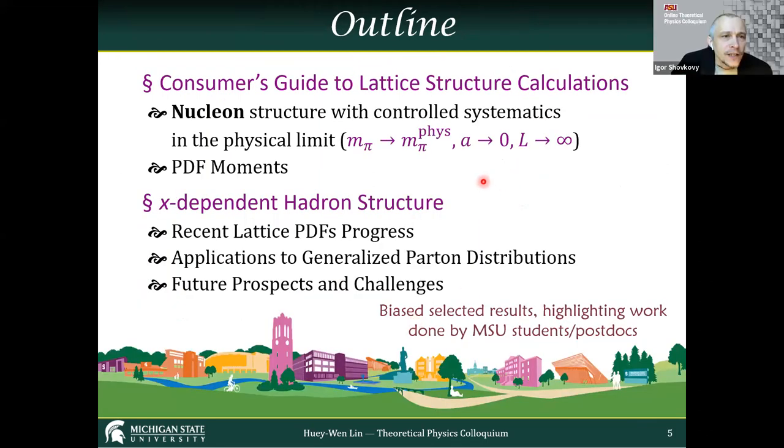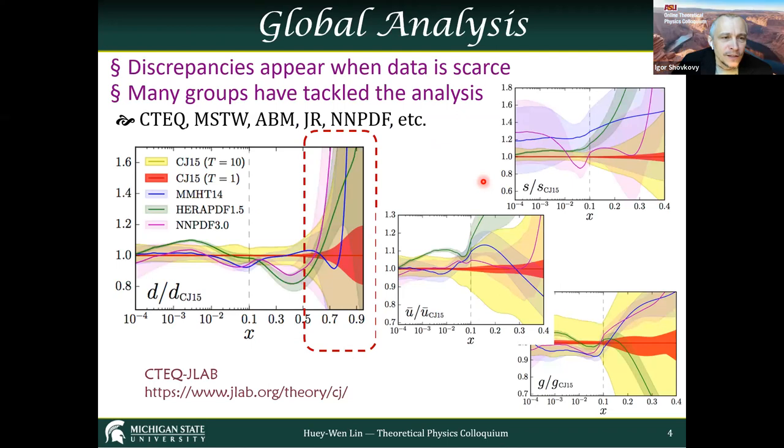Quick question. There was everything normalized by something, CJ15. What exactly does it stand for? So this is just the CTEQ-JLab group at the year 2015. Because they often release multiple versions, people have different ways of knowing which PDF you are talking about from the same collaboration. Sometimes people label by year, and then PDFs are labeled by versions, so you are going to see 1.0, 2.0, 3.0, et cetera. I think the latest one is 4.0 now. And similarly, different groups have their own choices. So when we say NNPDF, which version are you talking about?